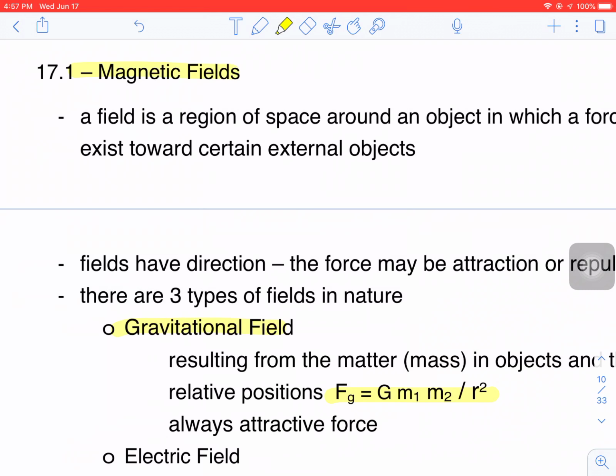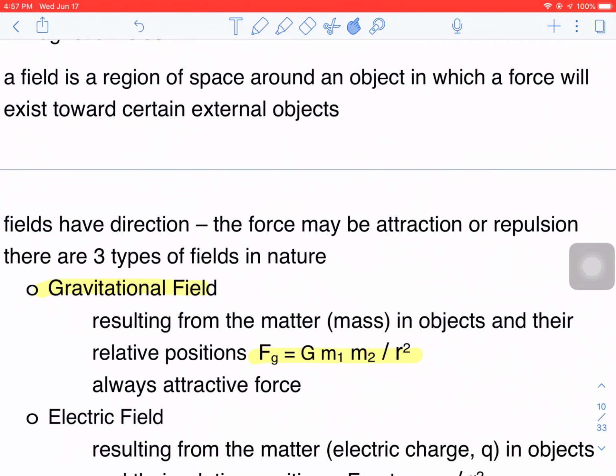Now, what I know about the gravitational field is that it is always an attractive force. There's no anti-gravity, at least not the way we understand gravity. So gravity is always a force of attraction, and we can use that force to generate energy, gravitational energy, and we can do the same thing with electricity.